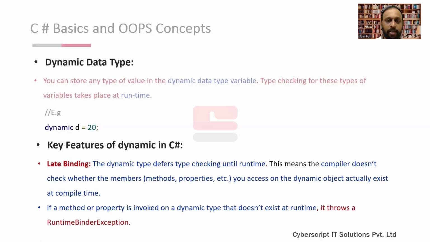This means the compiler doesn't check whether the members, that is nothing but the methods and properties you access on a dynamic object, actually exist at compile time or not. So for dynamic variables, if we are calling any methods or properties from that particular object, even those not available at compile time, it will not throw any exception. If a method or property is invoked on a dynamic type that doesn't exist at runtime, then it will throw an exception, runtime binder exception.